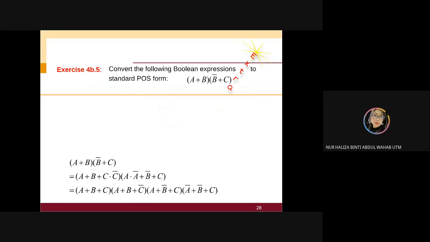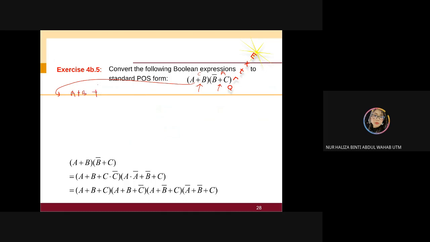Now for exercise 4B5. Convert the following Boolean expression to standard form of your POS. Similar things you're going to do. You look here, you are missing C. You look here, you are missing A. So do one by one. Missing C here. A plus B.